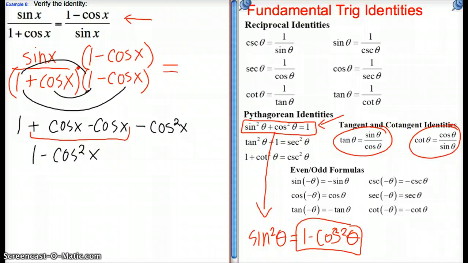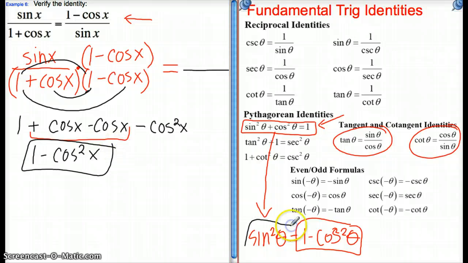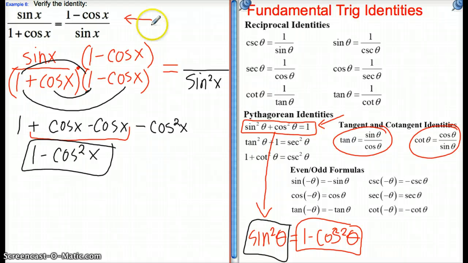So on the denominator, I'm going to have 1 minus cosine squared of x, but I'm going to quickly replace that with sine squared of x, because I know my Pythagorean identities. On the top, I'm not going to multiply it out because I like that 1 minus cosine of x. It's similar to my end goal. So I'm going to leave that as sine of x times 1 minus cosine of x.